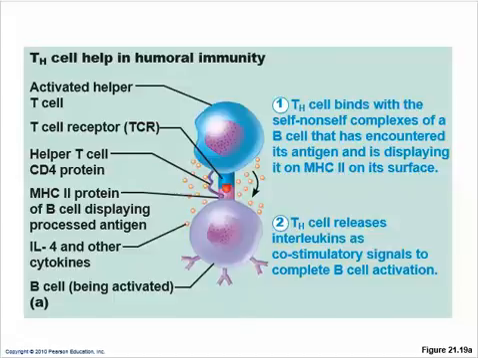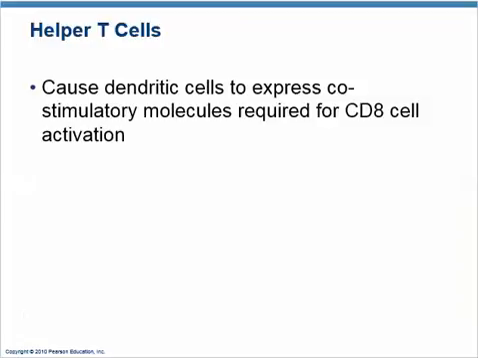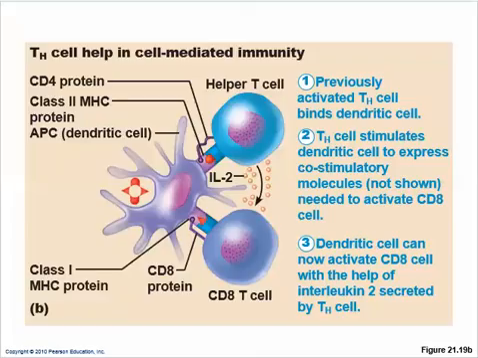Yeah, so this is how they do it to the B cells. So they activate that way. B cells don't really need to be co-stimulated. Right? The helper T cells cause the dendritic cells to express co-stimulatory molecules, and so it's a bit self-fulfilling.